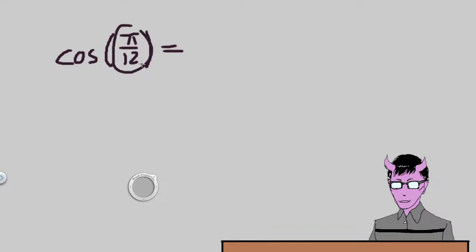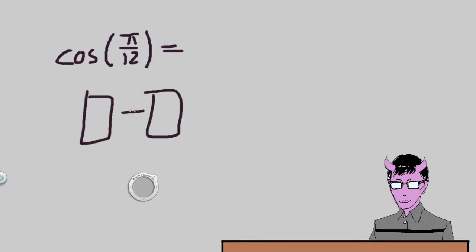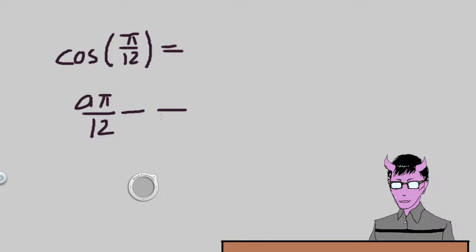So this is a small angle, so we're probably going to do a difference of angle number 1 and angle number 2. Alright, so we have a 12. We don't know what this is, so I'm just going to call this A. And then we have a 12 here, and then we don't know what this is. I'll call it B.